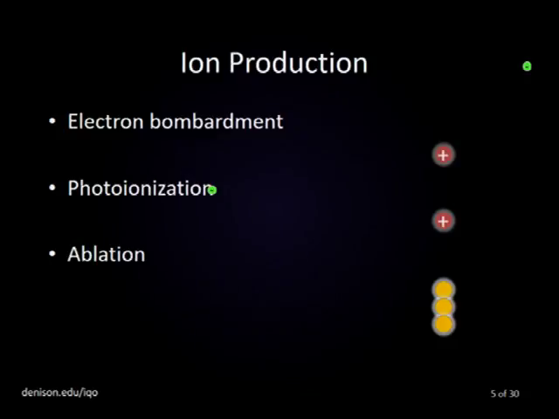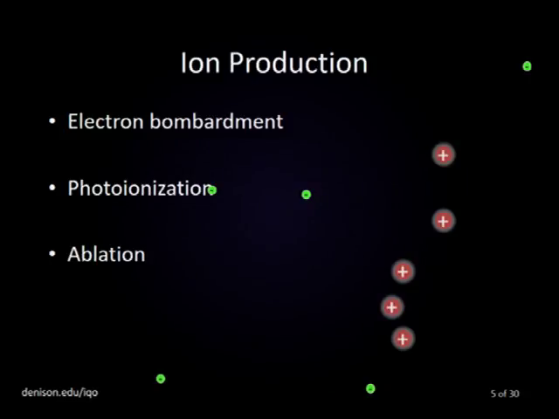And the third method is the sort of Star Wars style use of lasers, where you take a big laser pulse and some solid substrate, and you just blast it with laser light, and you can get lots of ions coming out this way. And it's actually this last method that we're using right now at Denison to produce our ions, because we can get lots of ions this way, and for reasons that hopefully will become clear later in the talk, you'll see why we're interested in having lots of ions to begin with.